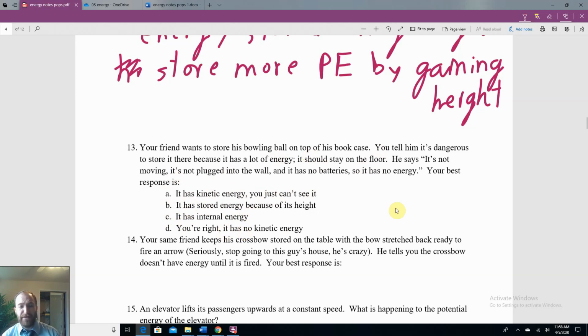I would say that this is dangerous, and the reason it's dangerous is that a bowling ball that's up really, really high does have energy, it's just that it's stored. So I'm going to say the answer is B. It does not have kinetic energy because it is not moving. But you could release all of this potential and turn it into kinetic if the bowling ball rolled off the shelf, and then it would lose its height, it would lose its potential energy, because that energy would turn into kinetic. Now it's moving. But for 13, B is a good answer for us.